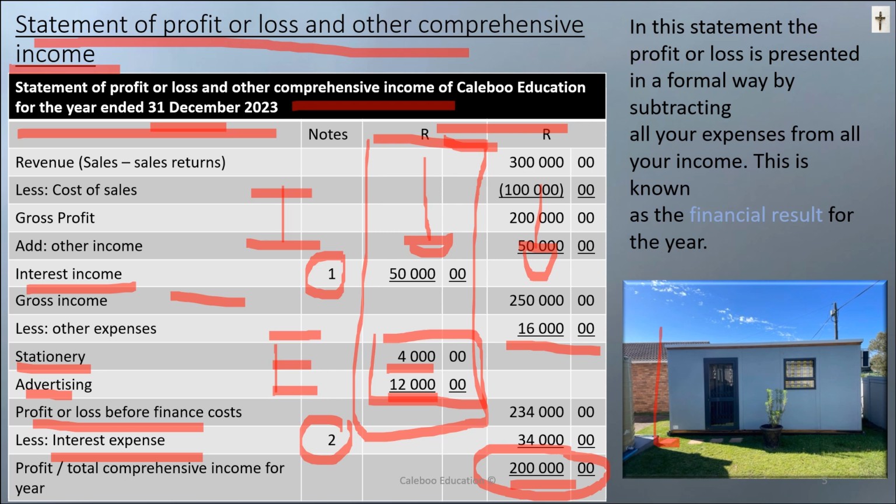Here's my little office on the right hand side. I'm still in the starting up phases of my business, but hopefully from this little office I'm going to make a profit.